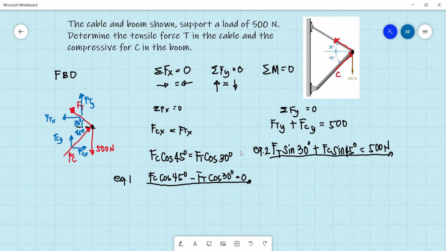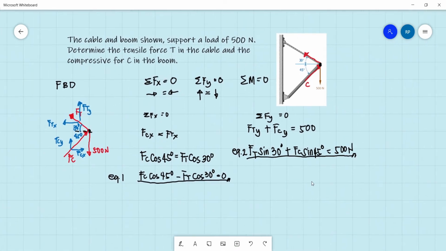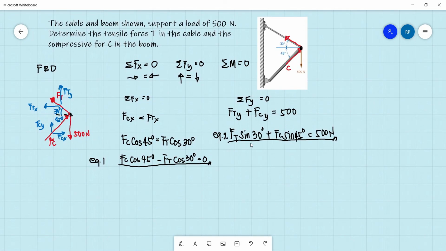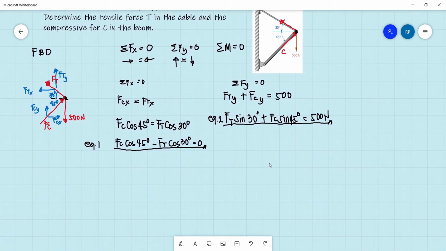So what's the next step? The next step is just to solve for or represent one force in terms of the other. Since we already have two equations and two unknowns, using our calculators, mode 5, we can automatically solve for the two unknowns. But since we want to solve this conventionally, we want to represent one force, Ft in terms of Fc, for example.